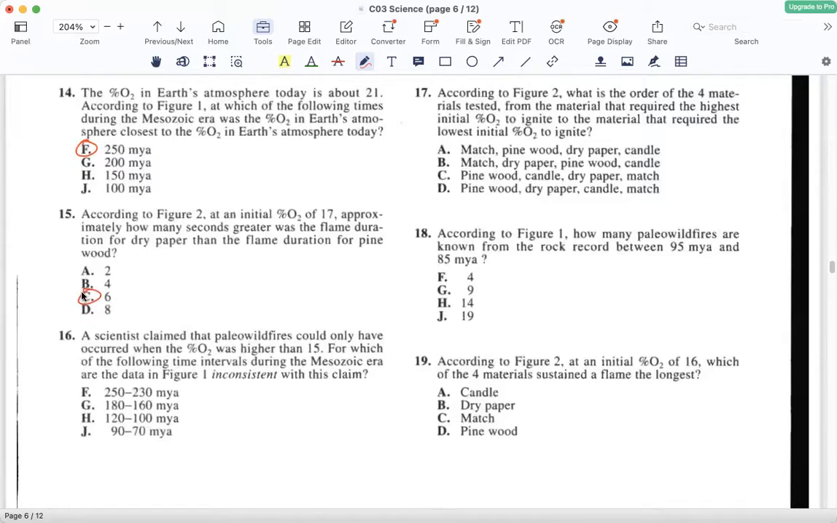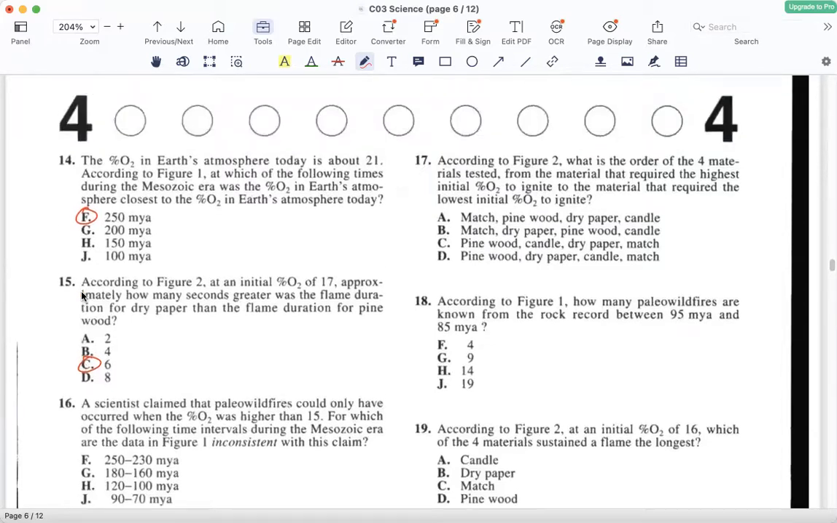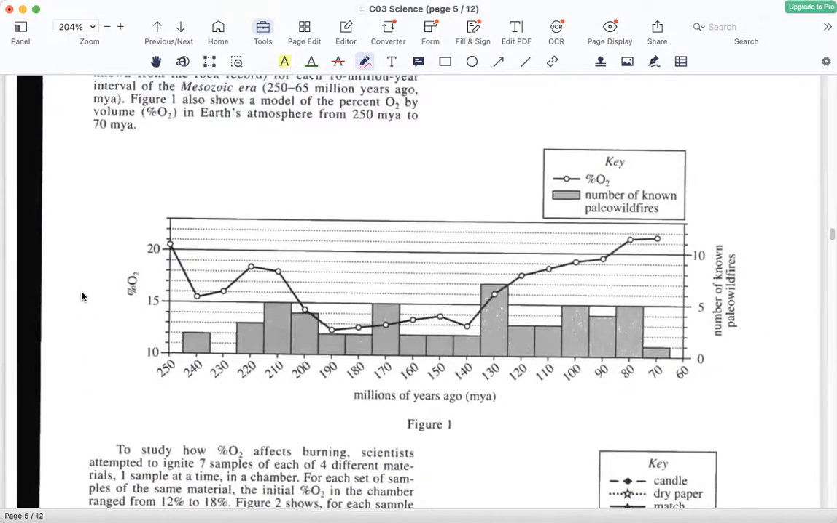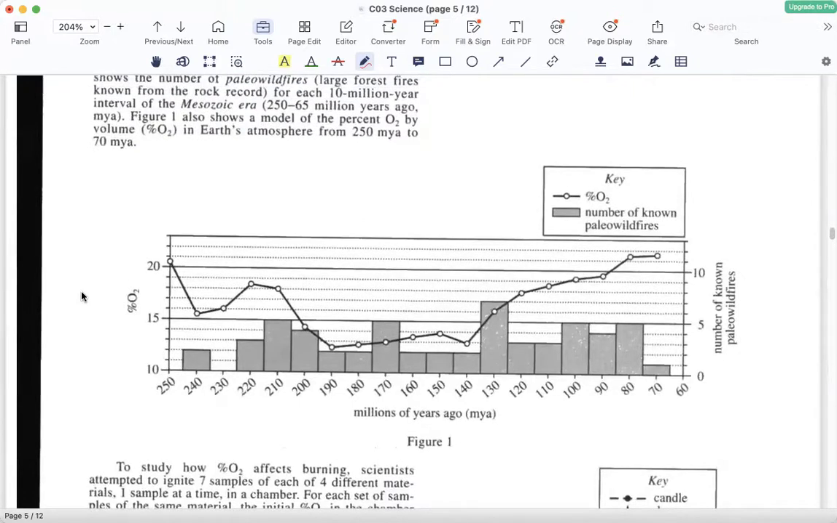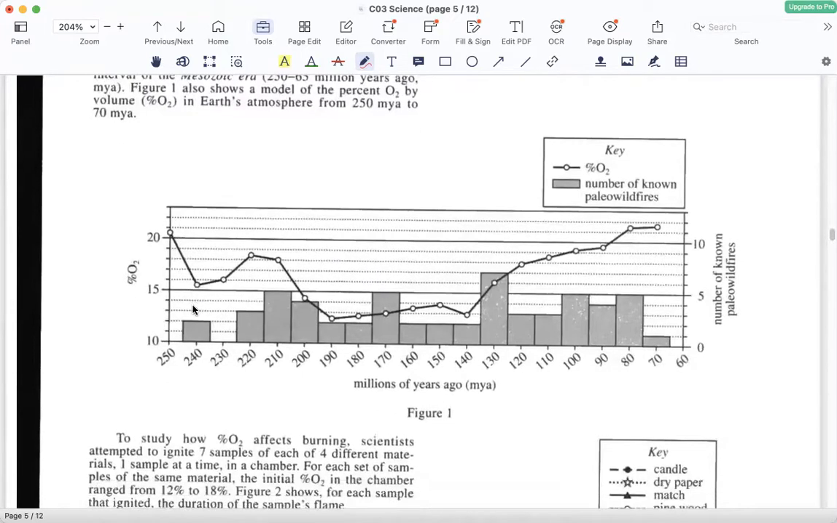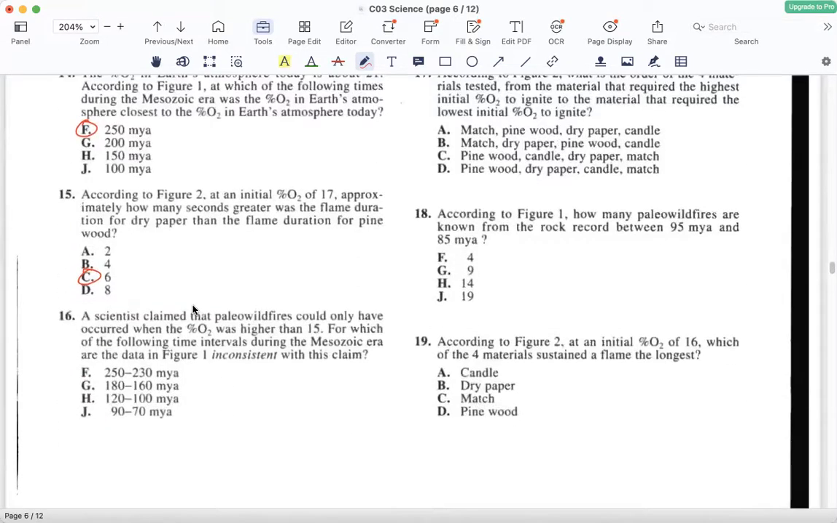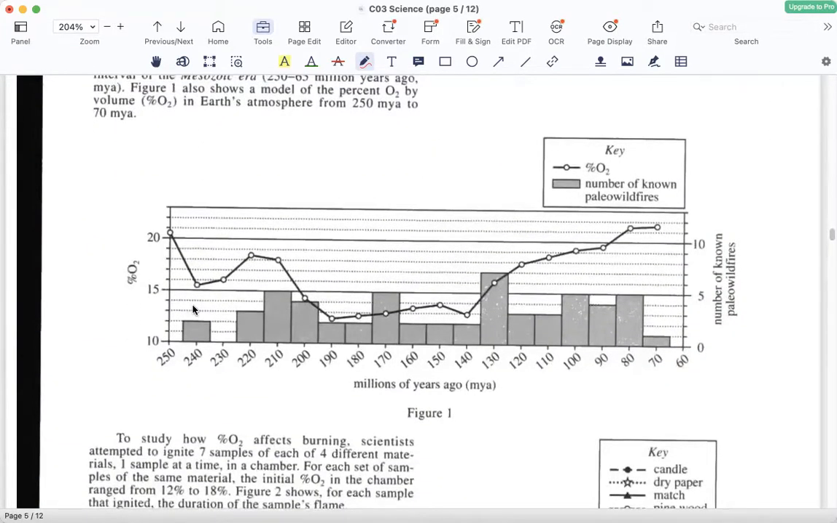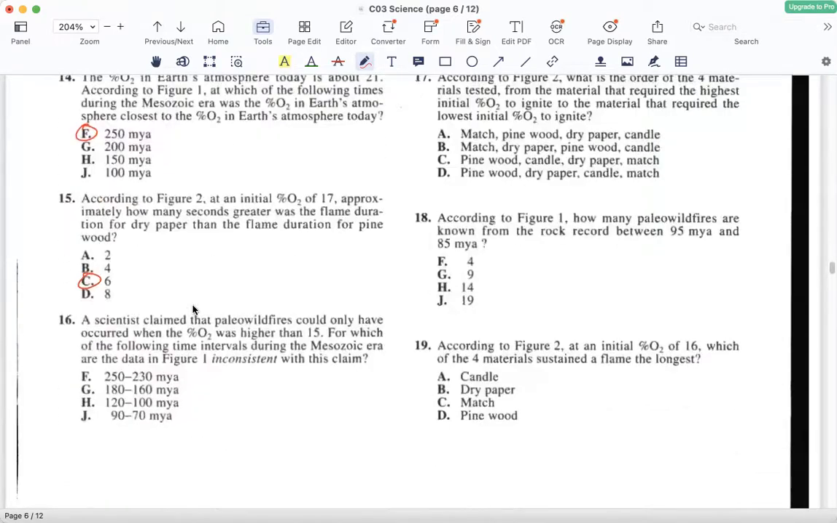A scientist claimed that paleo wildfires could only have occurred when the percentage oxygen was higher than 15. For which of the following time intervals during the Mesozoic era are the data inconsistent with this claim? Higher than 15, right? So when do you have a number of wildfires? Okay, so higher. So this is almost entirely inconsistent, right? So you can say 250 to 230. That's true. Yeah, for sure.